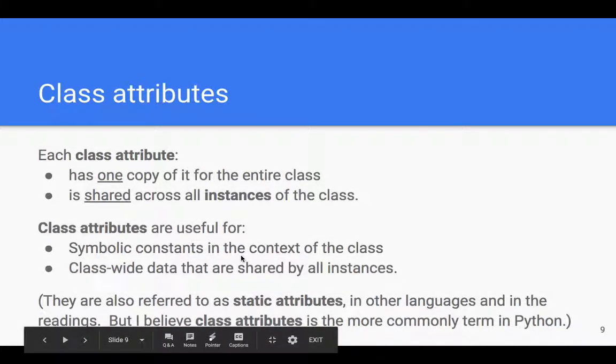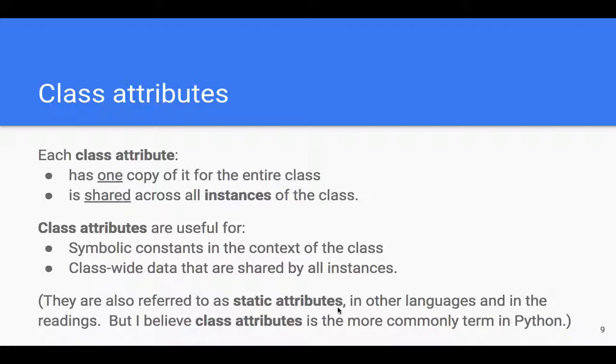Class attributes are also referred to as static attributes, particularly in languages like C++ and Java. And I think in the readings, it also used the word static attribute. But I think class attribute is the term that is more commonly used in Python. So in this class, we're going to try to stick to the term class attribute.